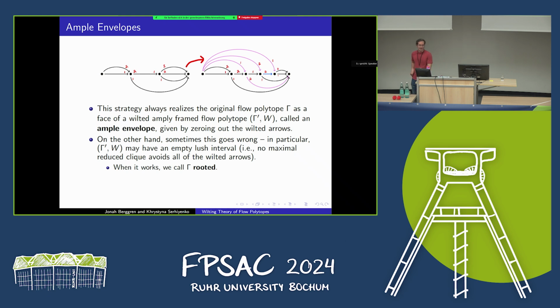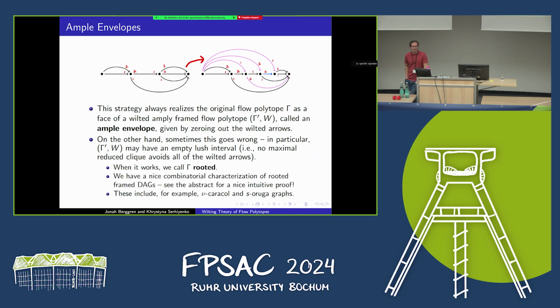And we can actually combinatorially describe when they're rooted. If the talk were 10 minutes longer, I'd talk about that. It's quite a nice description. You can read about it in the extended abstract. But, well, we have this nice class of rooted DAGs, and they're precisely the DAGs that embed nicely as intervals, as lush intervals in our amply framed framing lattices.